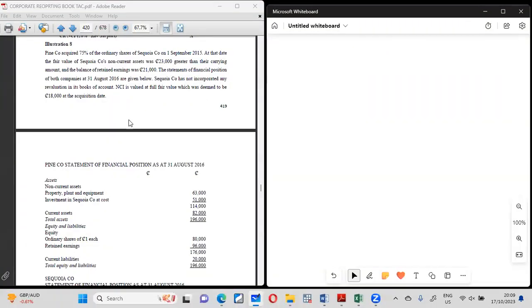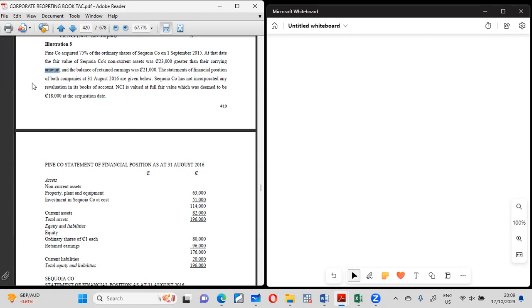All right. So now we have a company here. Pine Company acquires 75% of the ordinary shares of Sequoia Company. Now, the date is 1st September 2015. At that date, the fair value of the net assets of Sequoia Company, the non-current asset, was 23,000, and this is the first of the adjustments. 23,000 greater than their carrying amount. So this is the first of the adjustments.